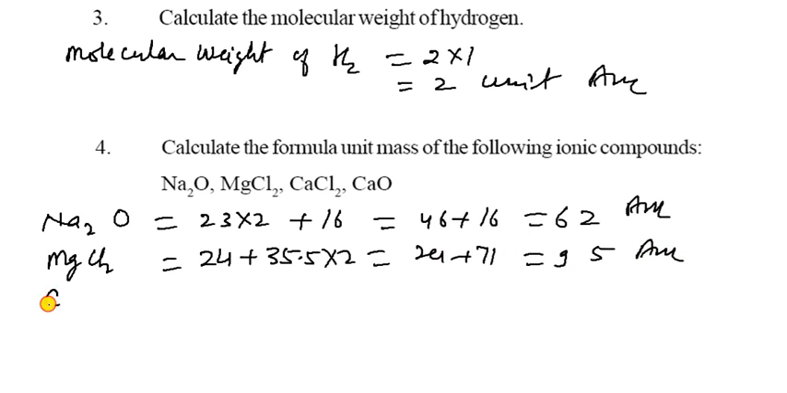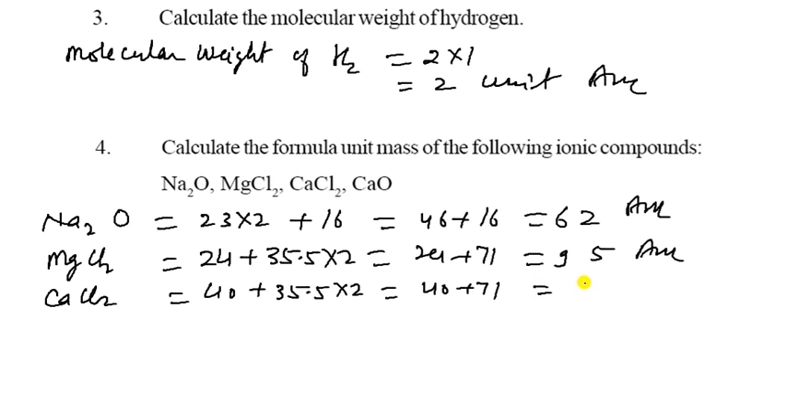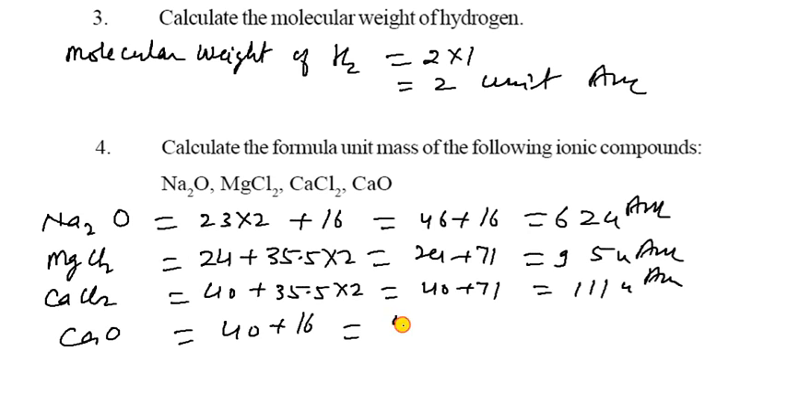Now come to calcium chloride, CaCl2. Calcium is 40 and chlorine is 35.5 into 2. So it becomes 40 plus 71, which is 111. That is your answer. You can also write the unit. Now come to calcium oxide, CaO. That means Ca is 40 and oxygen is 16. So it becomes 56 units. That will be the answer of this question.